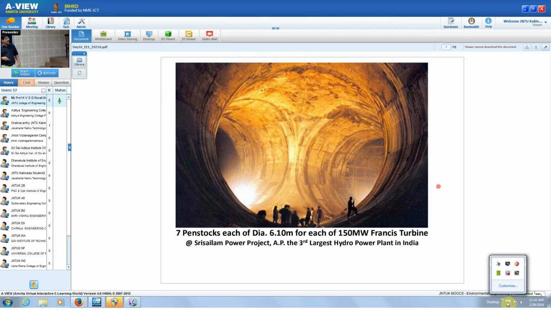This is the third largest hydropower plant in India. 6.1 meter is the diameter of the penstock. Penstocks are always made of steel pipes only. Cast iron is not used, RCC is not used. There is no external loading in the case of penstocks because the Srisailam power plant is completely constructed inside a huge hill. A truck cannot go on that steel pipe. Next please.